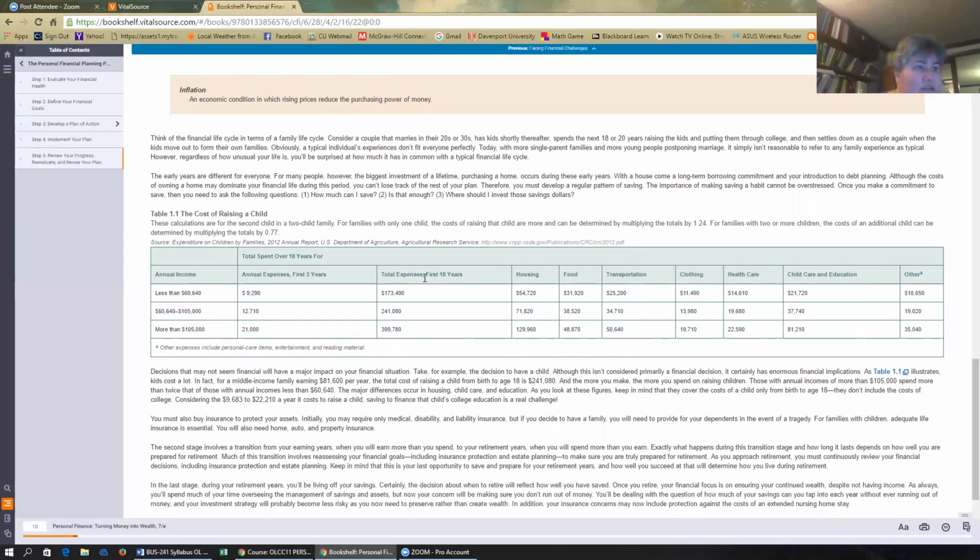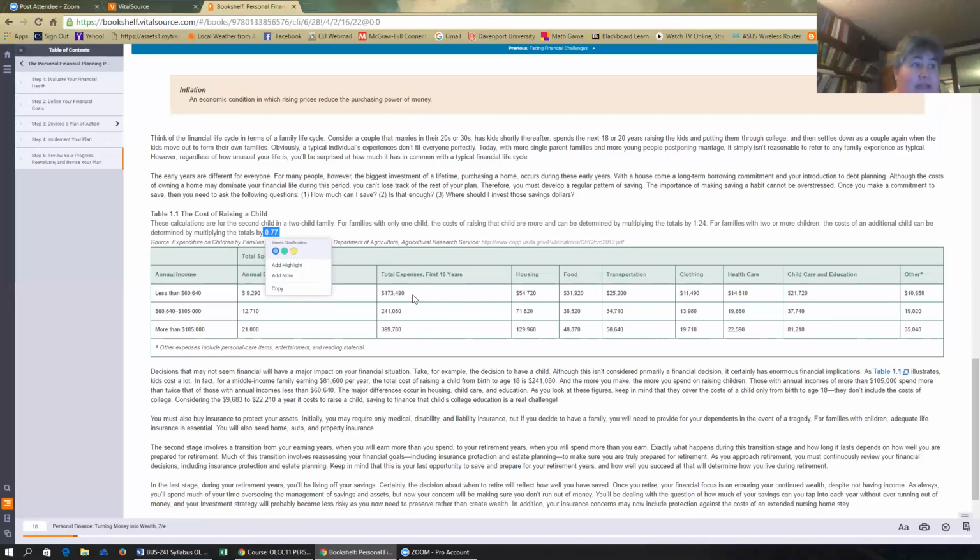They say that the total expenses for the whole first 18 years is about $173,000 for one child, almost $400,000 for one child if they're a high-income family. Then they break it down by category. But they do put this little thing up here that always tends to cause problems in the homework problems. 0.77. It says 77%.